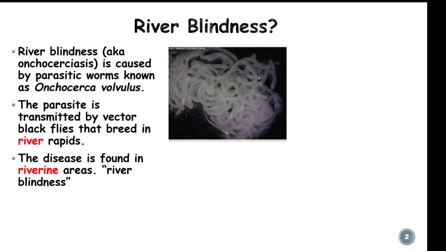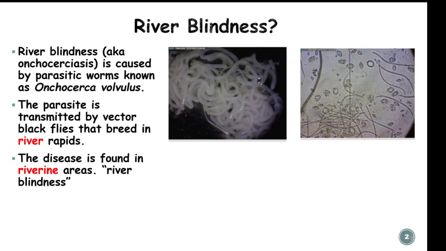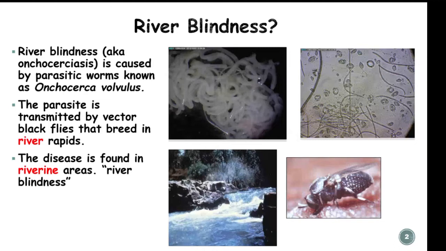You can see the image of an adult worm. The adult worm gives birth to baby worms here. These are microfilariae, and then a file image of a river rapid, and also a file image of a black fly. Next slide, please.